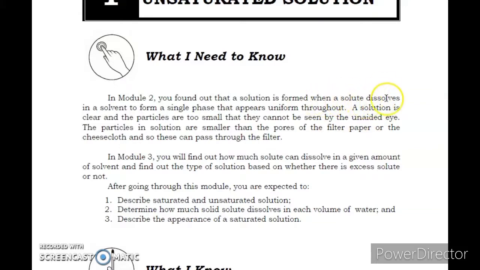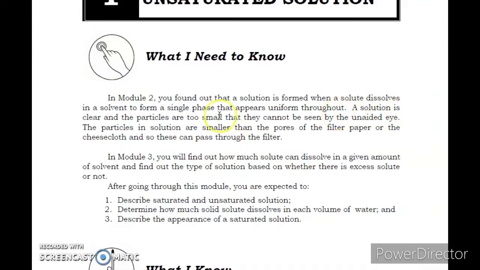Namely, we have the solute. That is the substance that is being dissolved, and it is the component that is present in smaller amount. While on the other hand, we have the solvent, that is the substance in which the solute is being dissolved, and it is the component that is available in greater quantity or greater amount.